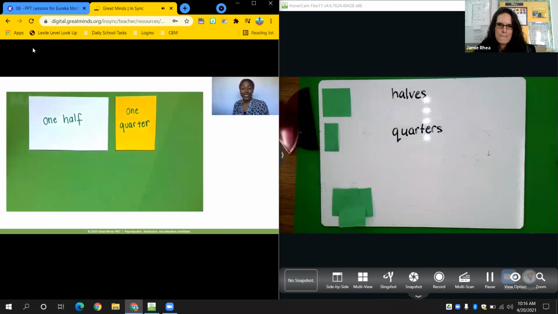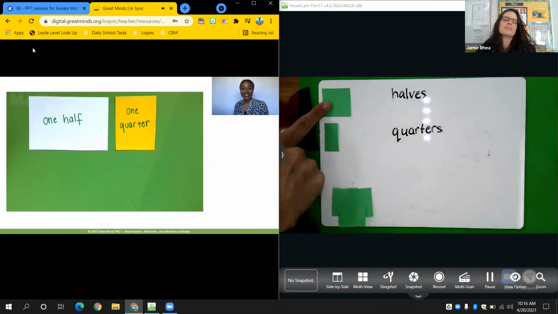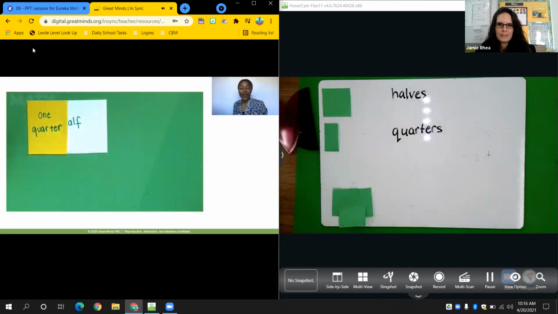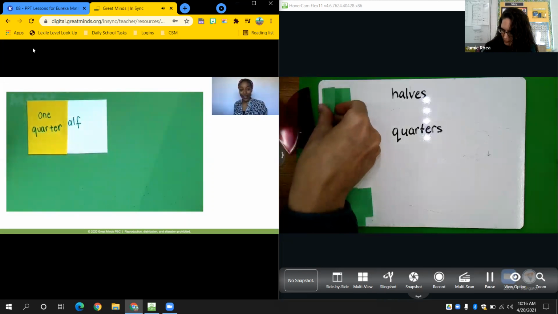Mathematician, which is the larger piece, 1/2 or 1/4? Point to the piece on the screen that's larger. Yes, 1/2 is a larger piece than 1/4. 1/4 is a smaller piece than 1/2.